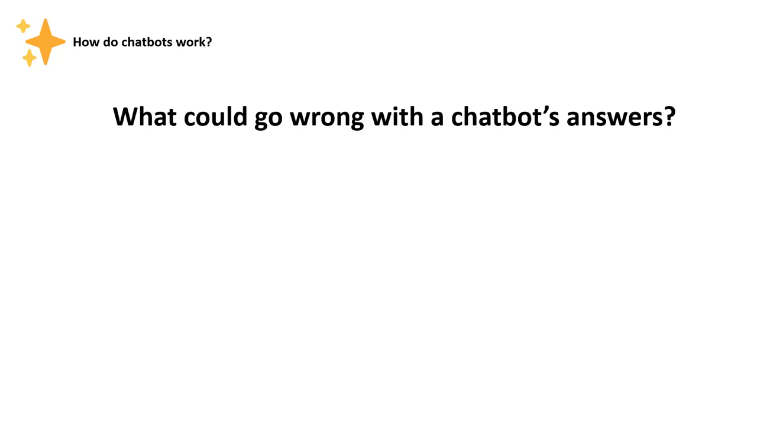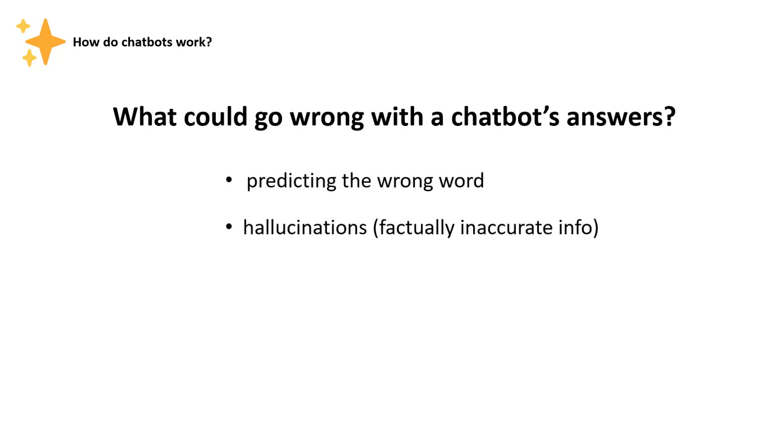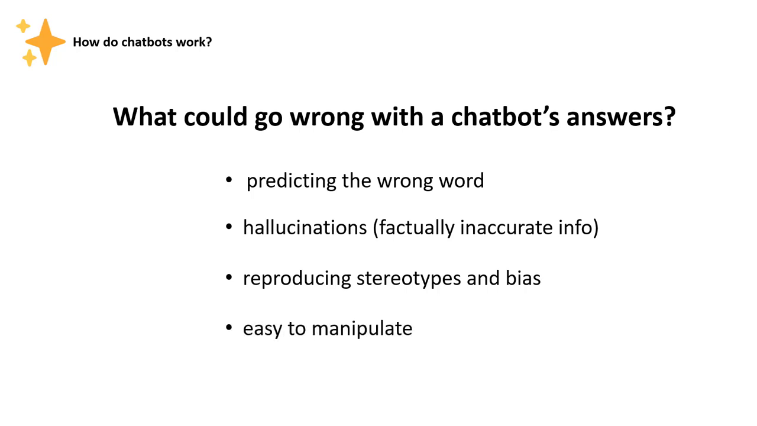It could predict the wrong word. It might hallucinate, which is what AI developers call a chatbot's inaccurate answers. Or it might repeat falsehoods it finds on the internet when it's in search mode. It can reproduce bias and stereotypes present in its training materials. It can be manipulated by its designers to only provide answers that represent a particular perspective.